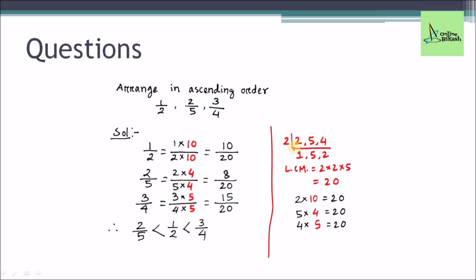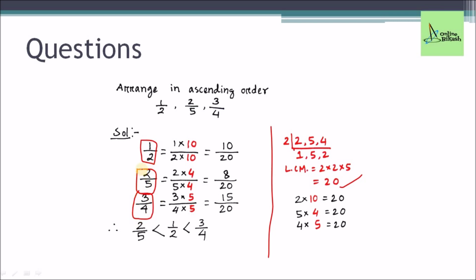If you try to find the LCM of 2, 5, 4: 2 into 1 into 5 into 2. That means your LCM will be 20. The LCM of 2, 5 and 4 is 20. Now we will list all the fractions: 1 by 2 it is here, 2 by 5 it is listed here, and 3 by 4.